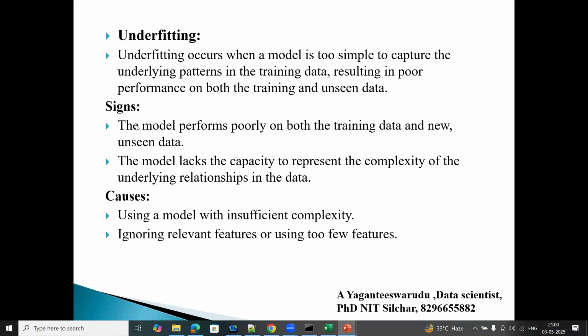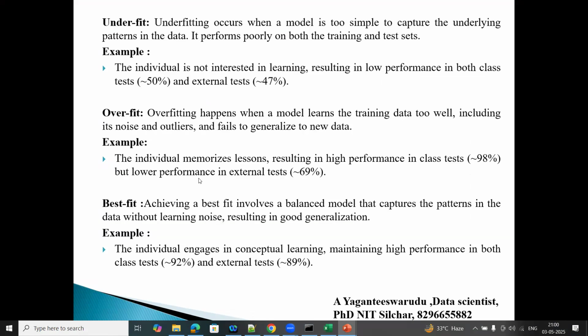So underfitting: the model performs poorly on both training and testing, then that kind of model is called underfitting. To see an example, if the student is not at all interested in learning, both the class test and external test will result in low accuracy. And overfitting means, during training, due to interest, the student memorizes the questions, and he may get 98%. During testing, if he gets different questions which he didn't memorize, it will result in low accuracy. This is called overfit.